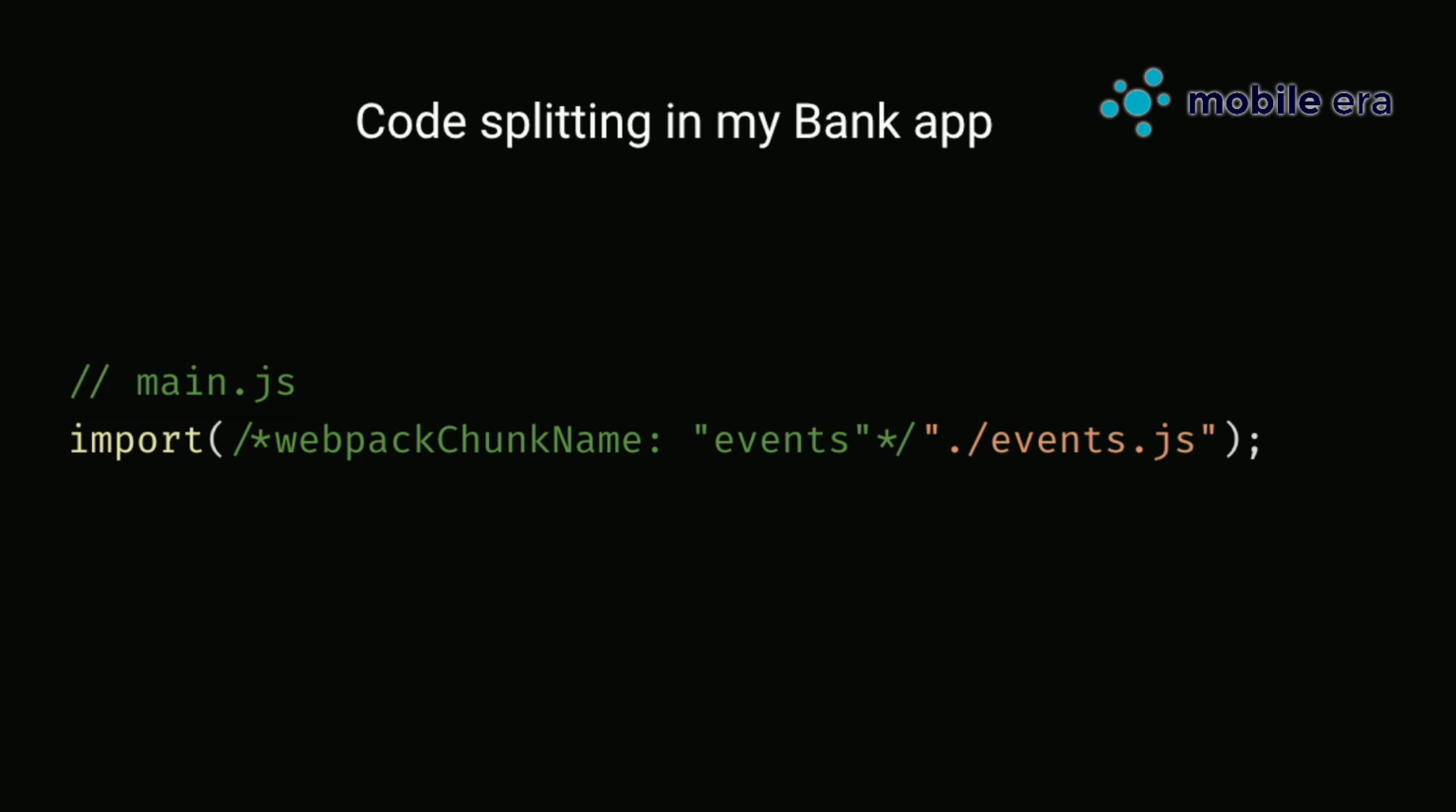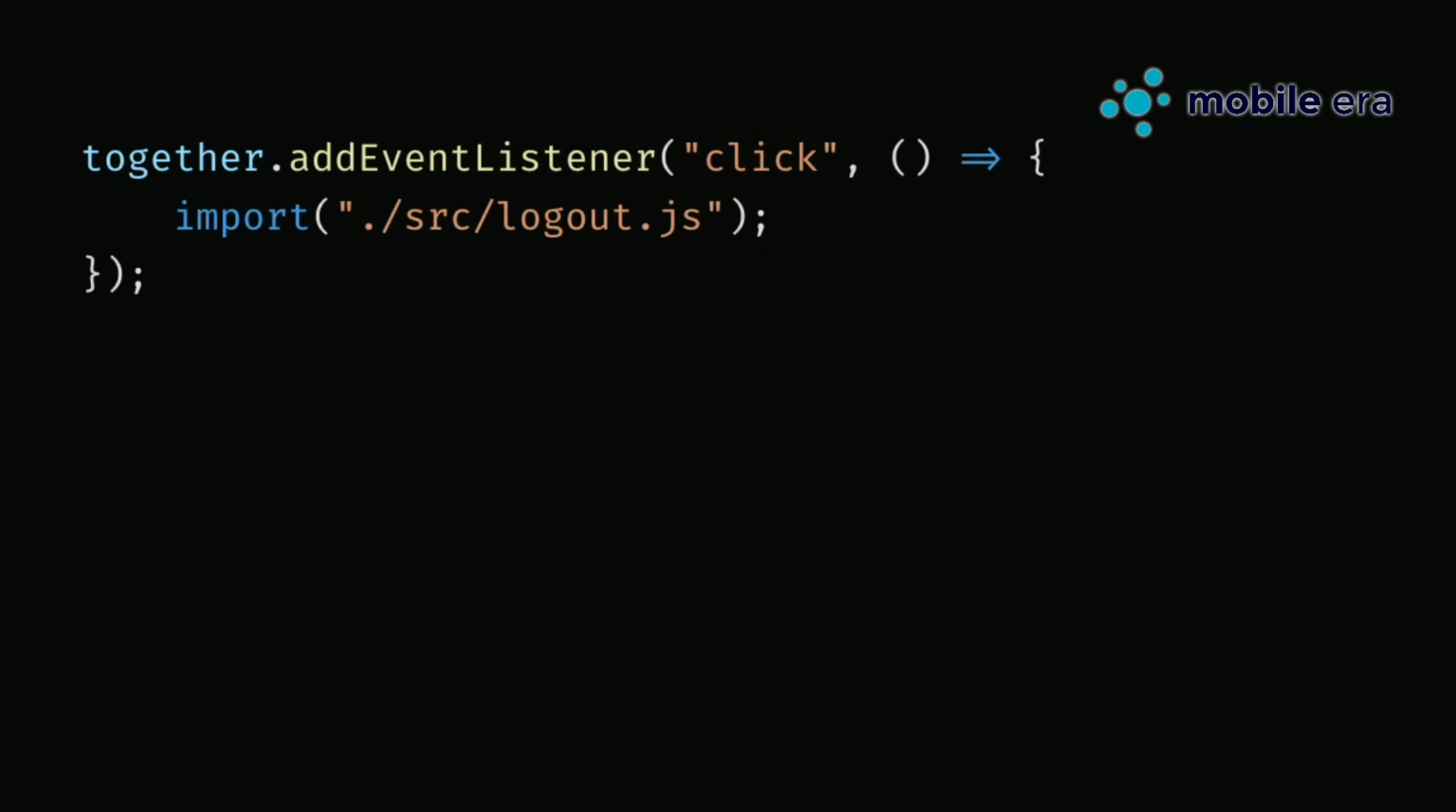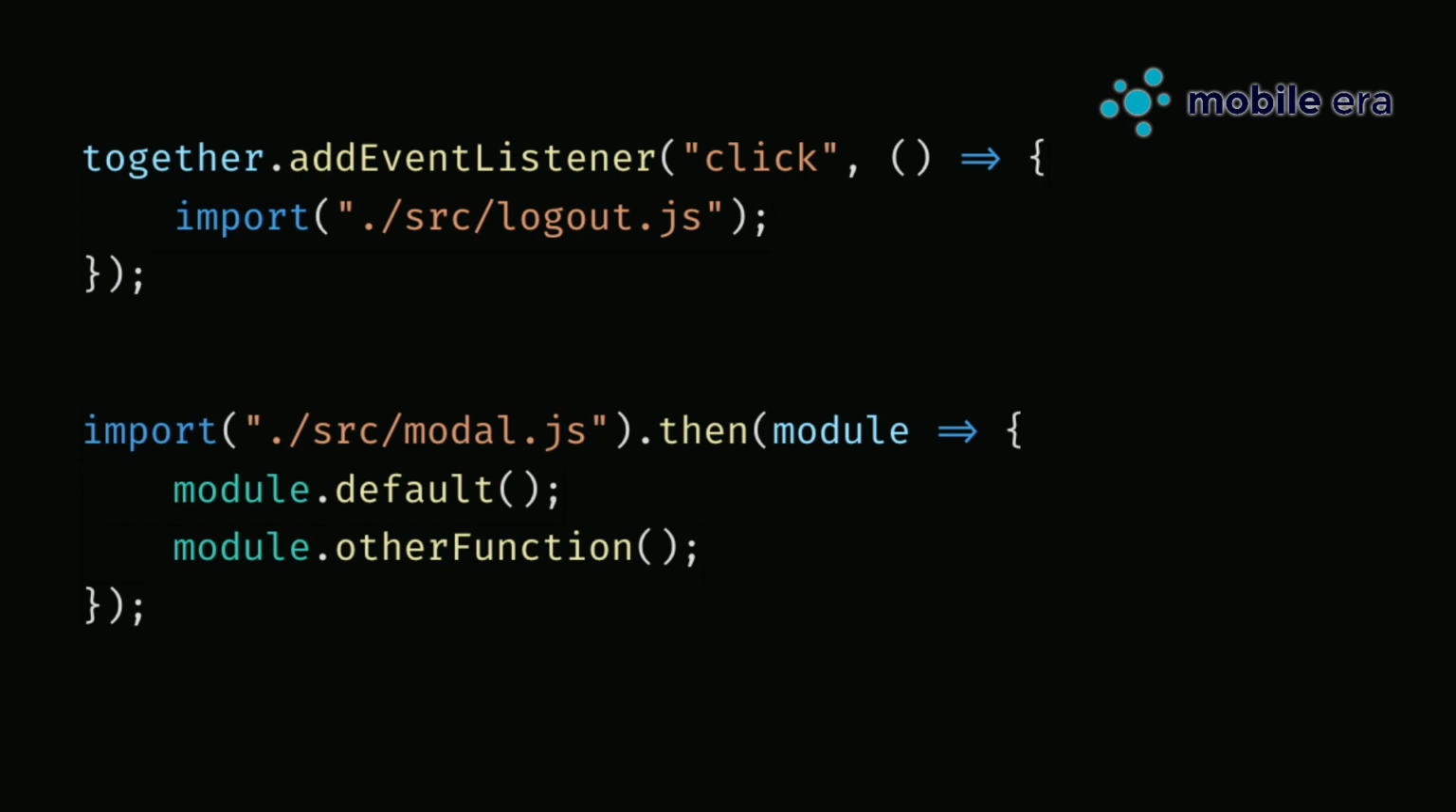You can also do more advanced things. You can say, only when I click on the Together tab, then load the logout.js. So you don't have to load all the JavaScripts all the time. Just load it when you think you need it. You can even do way more advanced things. If you have a module that exports a default function or even exports another function, you can even import them and call them through dynamic imports.